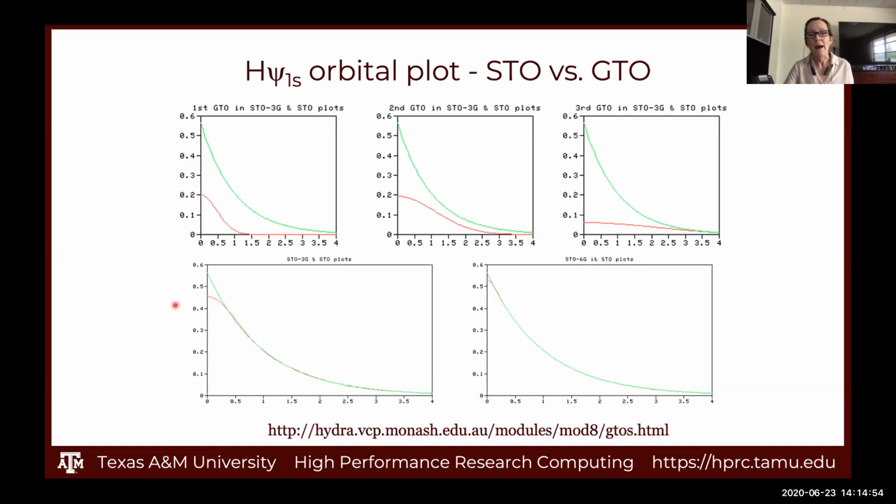So even though we're adding 3 GTOs for just 1 STO, it's still a more efficient calculation to use twice as many or more Gaussian type orbitals than the Slater type orbitals for the frequency calculations and the higher computational cost calculations, which is, again, why most programs use GTOs over STOs.